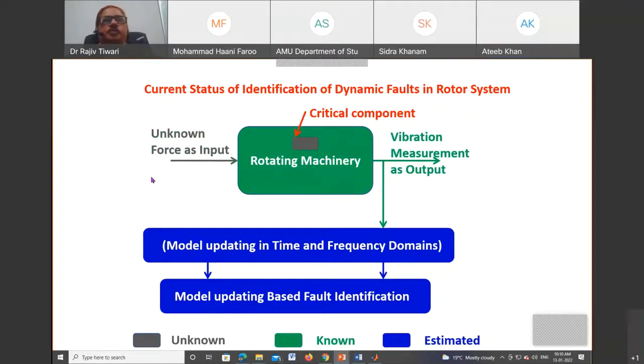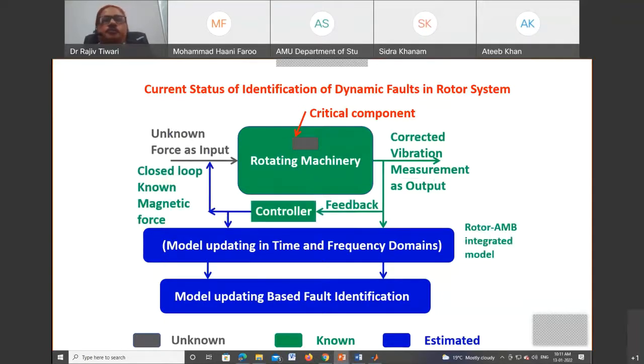As I mentioned earlier, often the input to the rotating machinery is unknown, like unbalance. How much unbalance is there in the system, we don't know. Or when misalignment is present, what force is coming because of it is not known. So often people, apart from this critical parameter estimation, estimate the unknown forces which are there in the system, and indirectly that gives what kind of fault level is there in the system. So the unknown force also we estimate based on the output only.